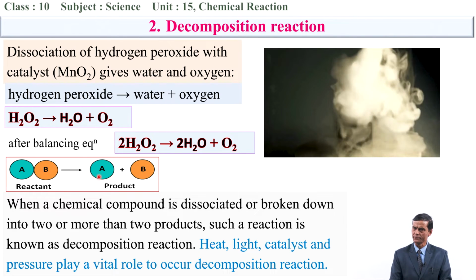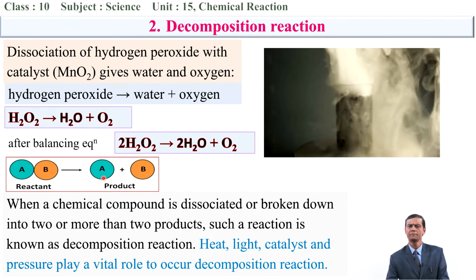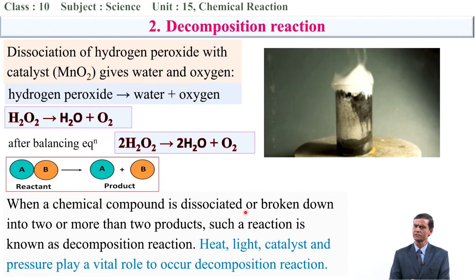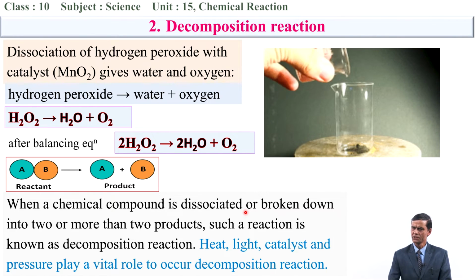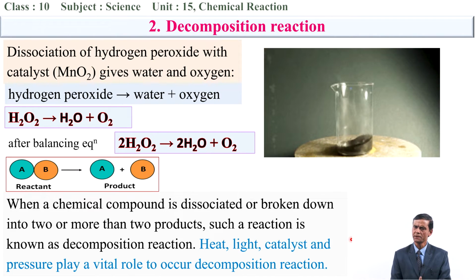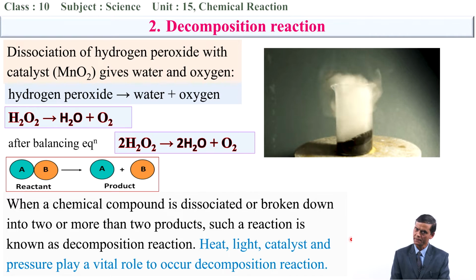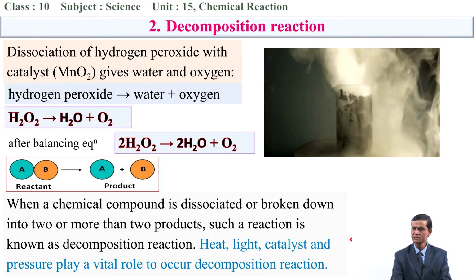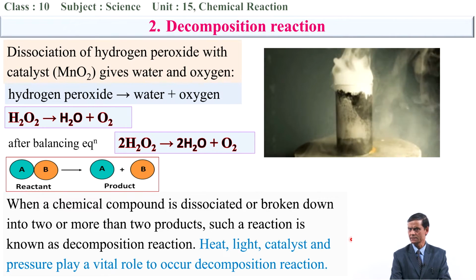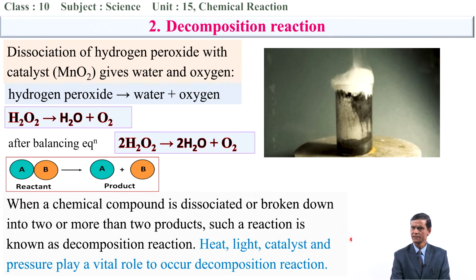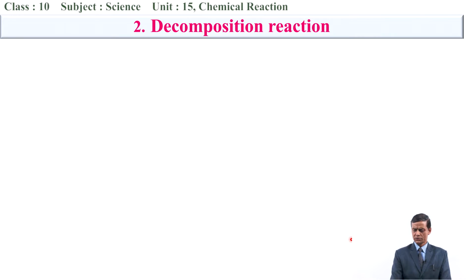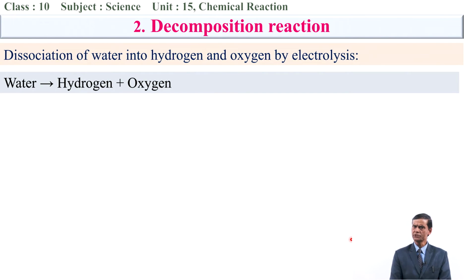So, how to define what is decomposition reaction? When a chemical compound is dissociated or broken down into two or more than two products, such a reaction is known as decomposition reaction. Heat, light, catalyst, pressure, etc. play the vital role to occur decomposition reaction. Some substances need heat, some require catalyst, some require light, isn't it, while taking part in the chemical reaction, isn't it? So, another example of decomposition reaction is dissociation of water into hydrogen and oxygen by electrolysis process.